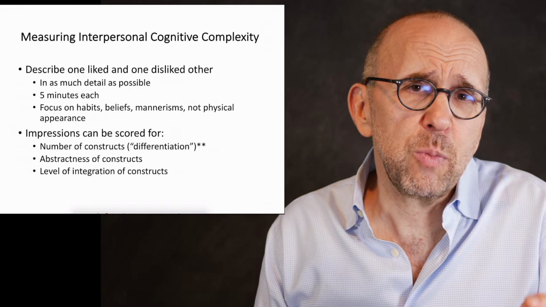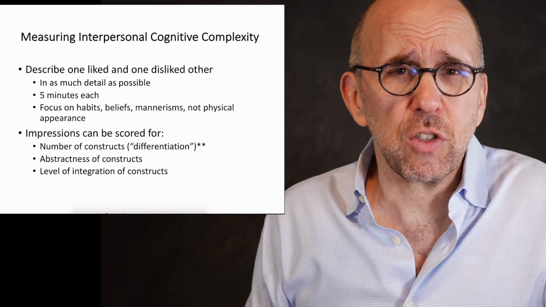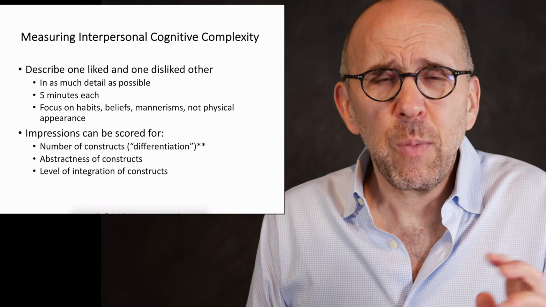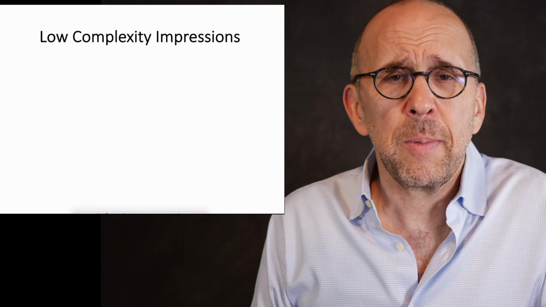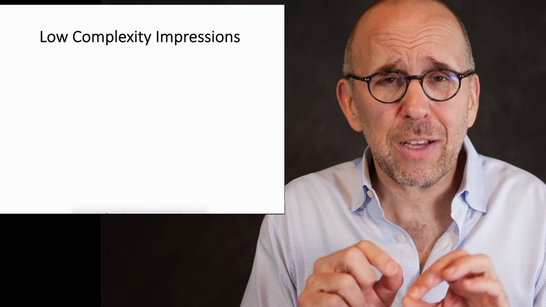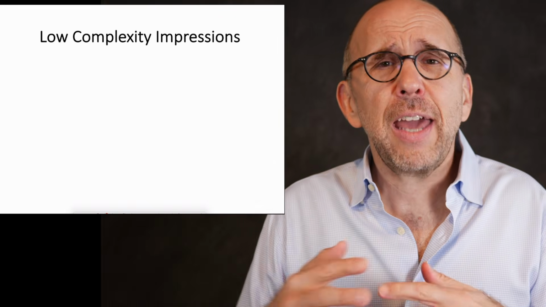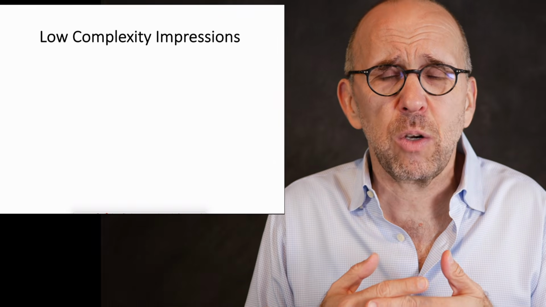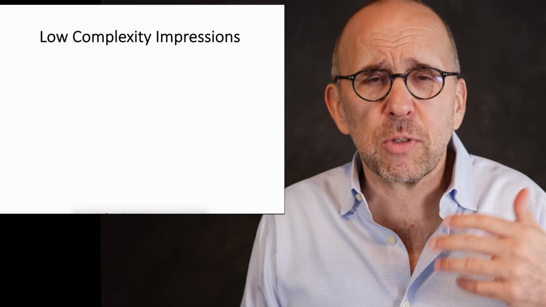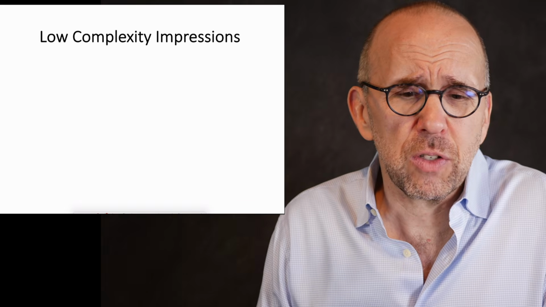The number of constructs we call construct differentiation. You can measure the abstractness of these dimensions too, but normally we just count them up and call that your cognitive complexity score. And it turns out in many, many different studies, your cognitive complexity is associated with your development from childhood to adolescence to adulthood, and it's also, among adults, associated with success at relationships, success at work, and success in a variety of other social and communication situations.